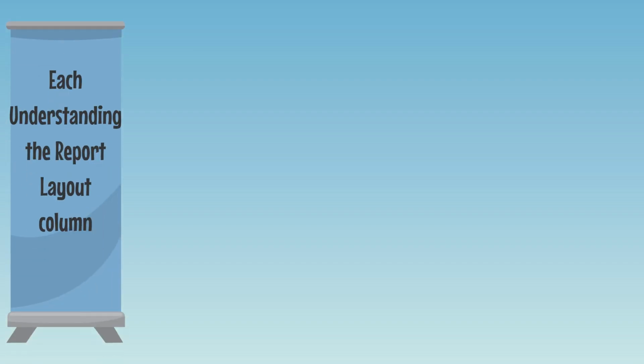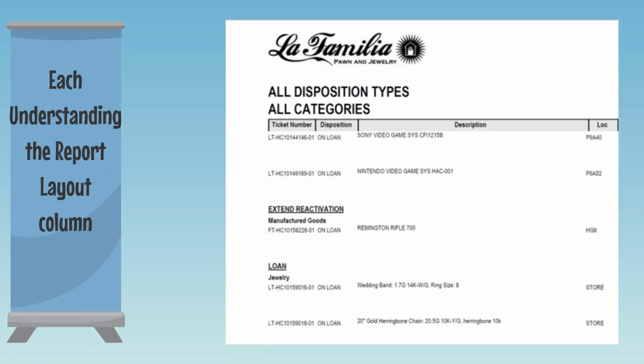Now that the Pawn Walk is printed, let's take a moment to understand what we're looking at. Each row gives us a full picture of the transaction. Here's what each column means. You have the ticket number, also known as the loan or the buy number. You have the disposition, which tells us the type of transaction. Was it a loan, a buy, or a renewal? You have the description, pretty much what we took in. You have the location, which shows us where the item is located in the store.